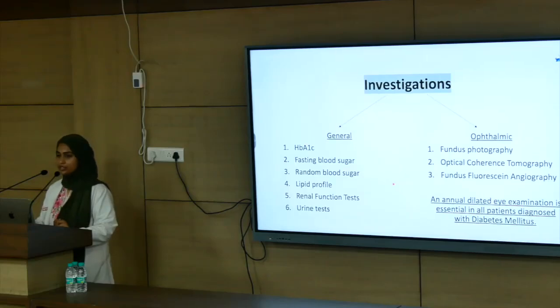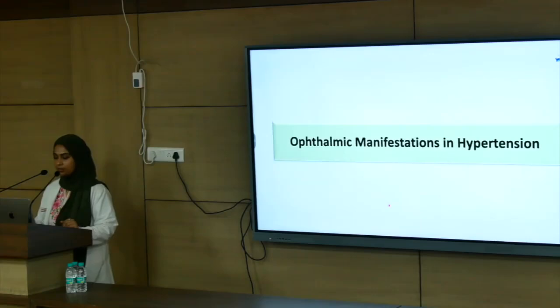So the investigations that we do in such a patient, apart from the routine general investigation on the basis of general etiology, are the ophthalmic ones: fundus photography to classify and study the severity of diabetes mellitus, optical coherence tomography to see diabetic macular edema, and lastly fundus fluorescein angiography to see the leaks. And the most important thing, we tell the patient to have an annual dilated eye examination since it's very essential.